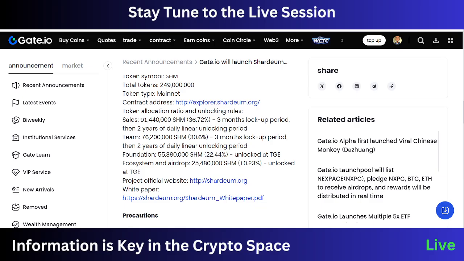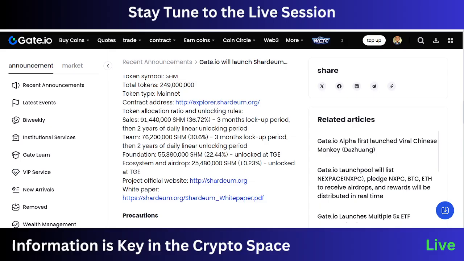Its unlocking rule is unlock at TGE. Foundation tokens unlock at TGE.